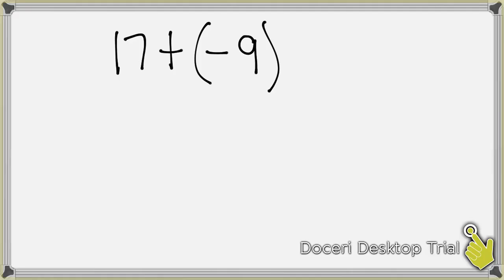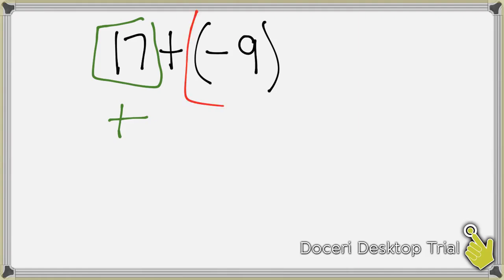So we're going to do the same thing as we did before. We're going to look at the 17 first, and there's no negative sign in front of it, so it's positive. I'll look at the 9 next. Well, the 9 has a negative sign in front of it, so it's negative. So they are different signs. It doesn't matter that it says add or plus. Instead, we're going to say, okay, we have two different signs, a positive number and a negative number. So we're going to actually subtract them because when they have different signs, we subtract.